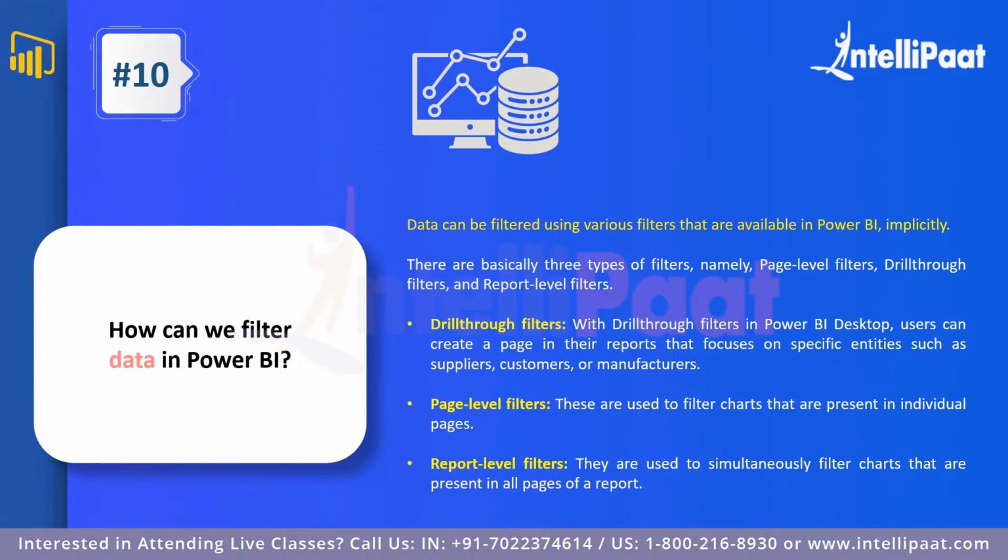And then we have the page level filters, where we try to filter out via each individual page, as the name suggests, pretty simple. And then we have the report level filters. Again, here we try to simultaneously filter all of the charts that are present in all of the pages of a single report. So one report can have multiple pages. If a page has to be filtered, we can use page level filters. If the reports have to be filtered, we have report level filters.